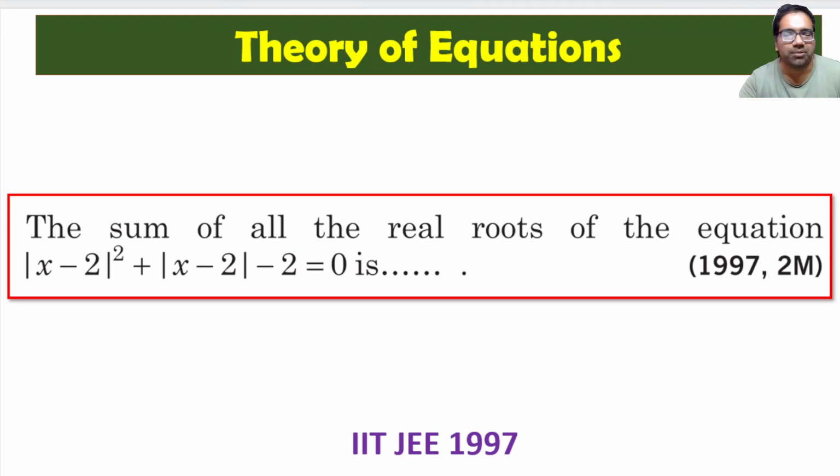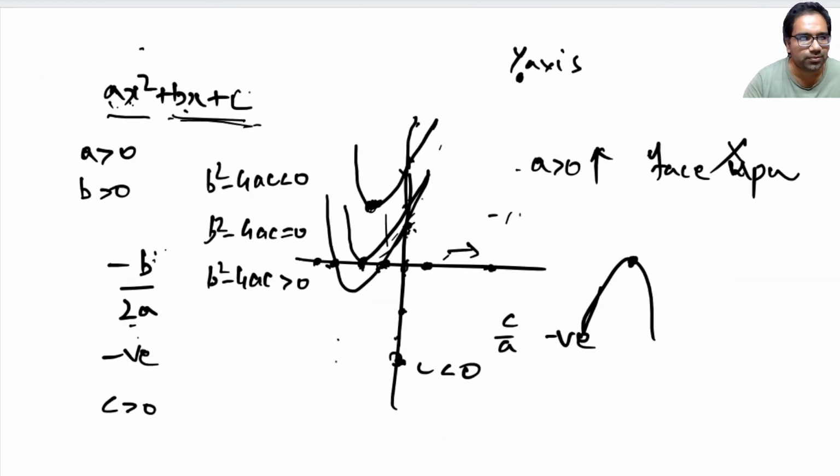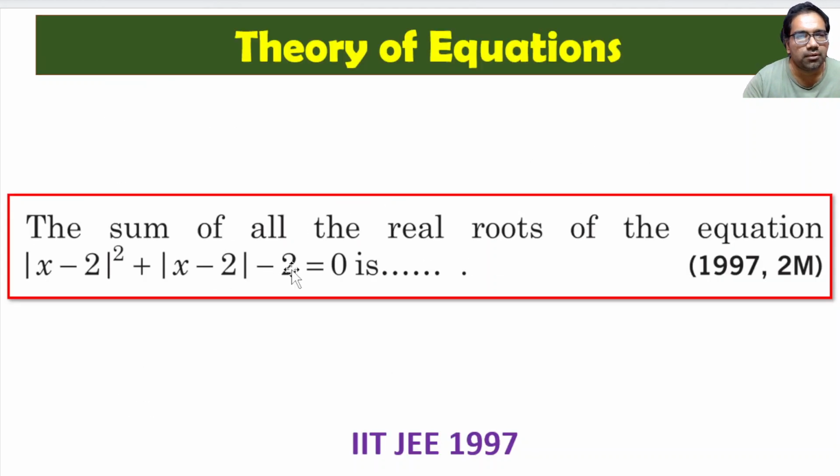Hi friends, here is a simple problem. We have a quadratic equation, but there is an absolute function in this quadratic equation: absolute value of x minus 2 whole square plus absolute value of x minus 2 equals 0.